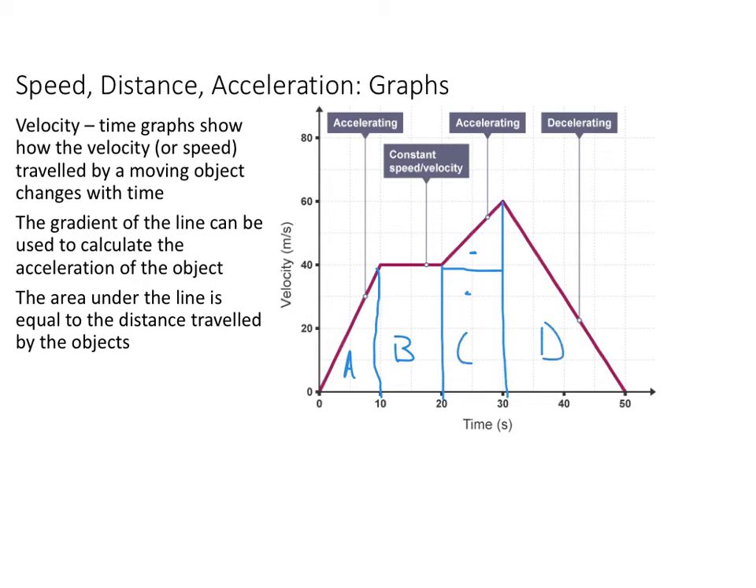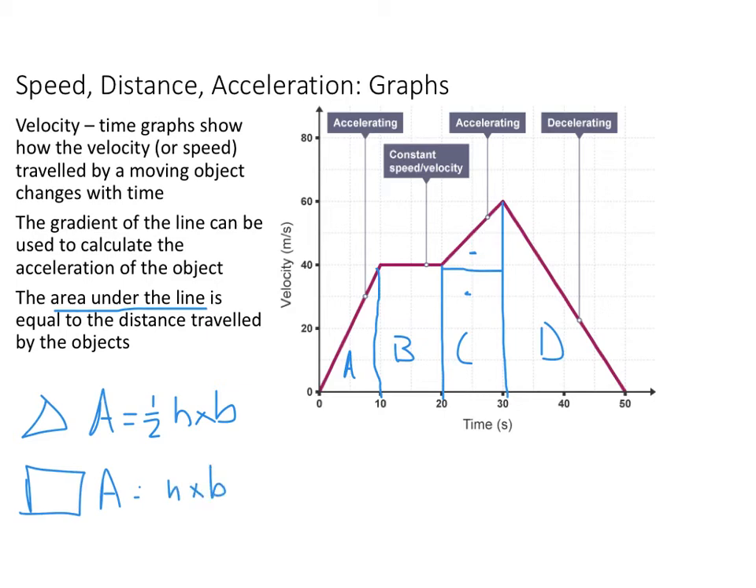So it says the area under the line is equal to the distance travelled by the object. For a triangle, the area equals half height times base. For the rectangle, area equals height times base. We can see the height is velocity and the base is time, and if we go back, we can see distance equals speed times time.